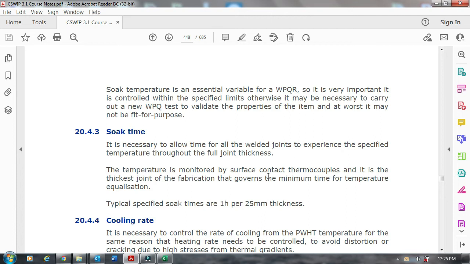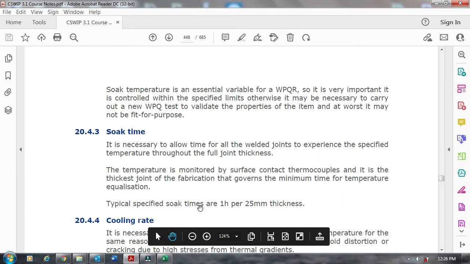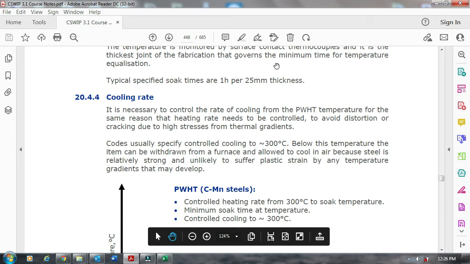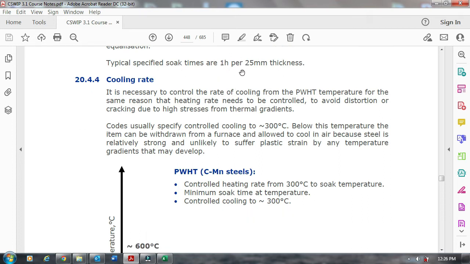Soak time is necessary to allow the welded joints to experience the specified temperature throughout the full joint thickness. The temperature is monitored by surface contact thermocouples, and it is the thickest joint of the fabrication that governs the minimum time for temperature equalization. So a typical specified soak time is 1 hour per 25 mm of thickness. This is like a thumb rule, but the welding engineer usually decides this.